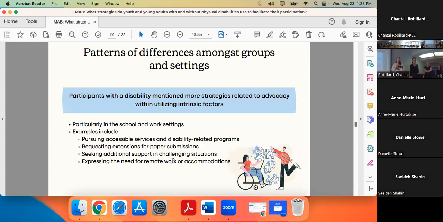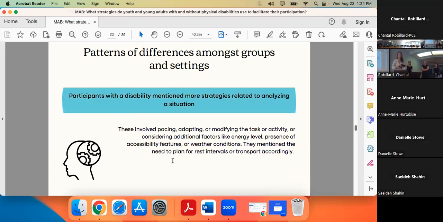Also, participants with a disability mentioned more strategies related to advocacy within utilizing intrinsic factors, particularly in the school and work setting. For example, pursuing accessible services and disability-related programs, requesting extensions for paper submissions, and so on. They would share more strategies that fell under this category. Participants with a disability mentioned more strategies related to analyzing a situation, so involving pacing, adapting, modifying the task or activity in order to facilitate their participation.